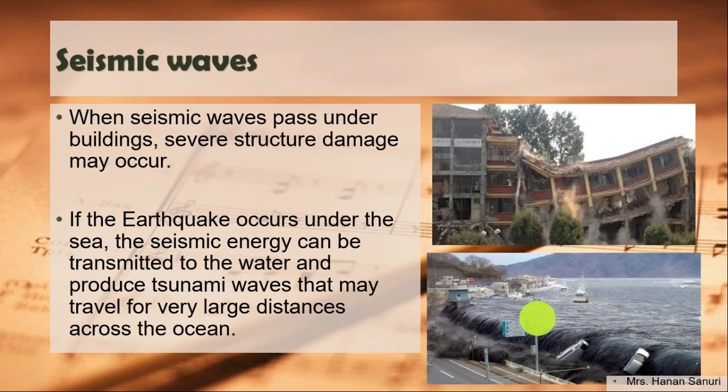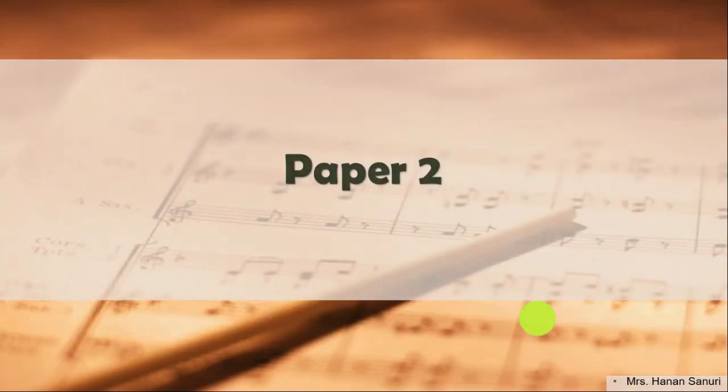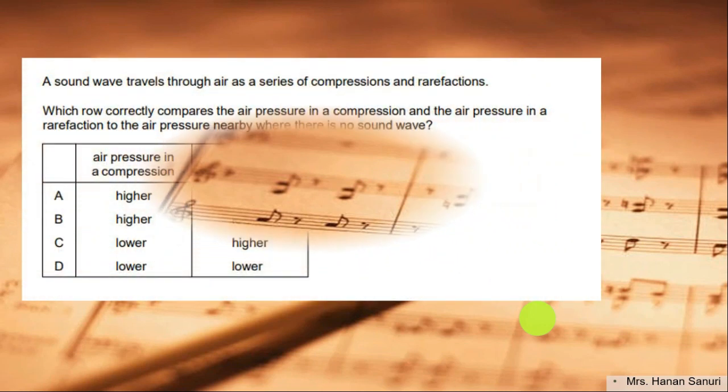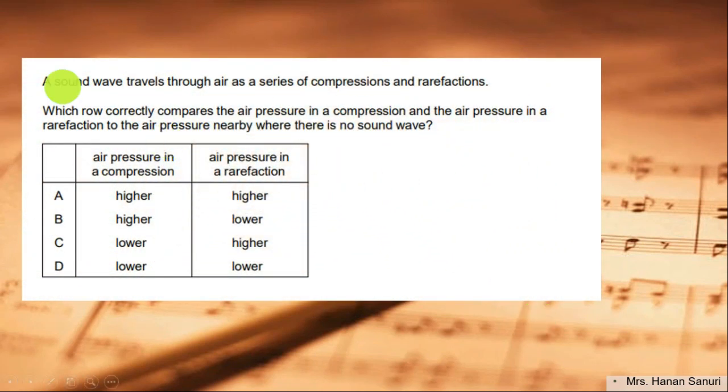Now we will start solving some questions from paper 2 together. Let's start. The first question, let's read together. A sound wave travels through air as a series of compressions and rarefactions. Which row correctly compares the air pressure in a compression and the air pressure in a rarefaction to the air pressure nearby where there is no sound wave?